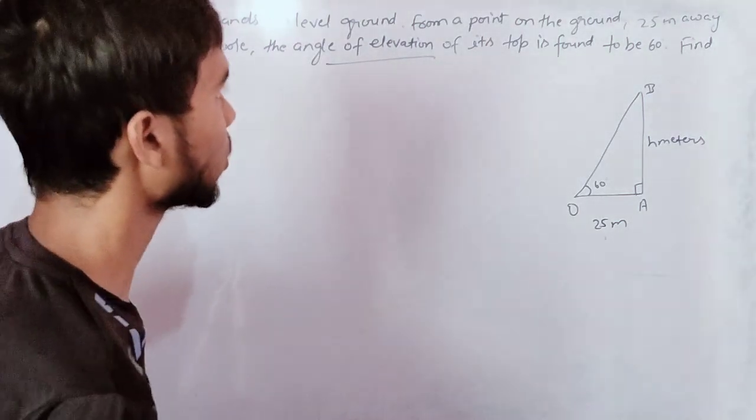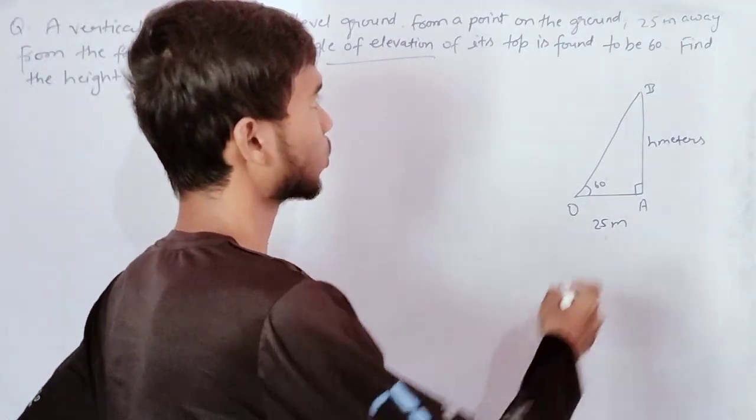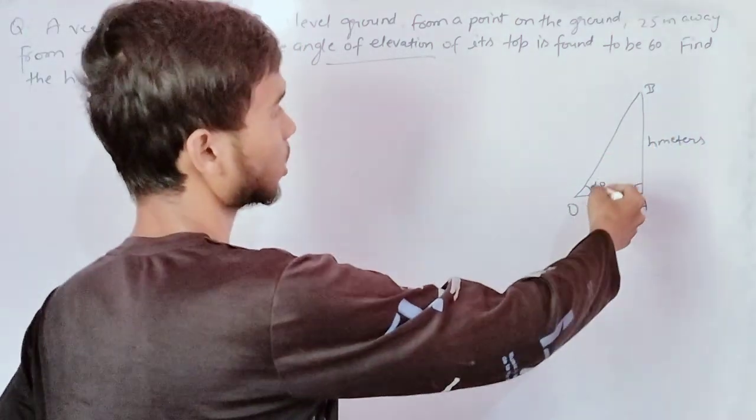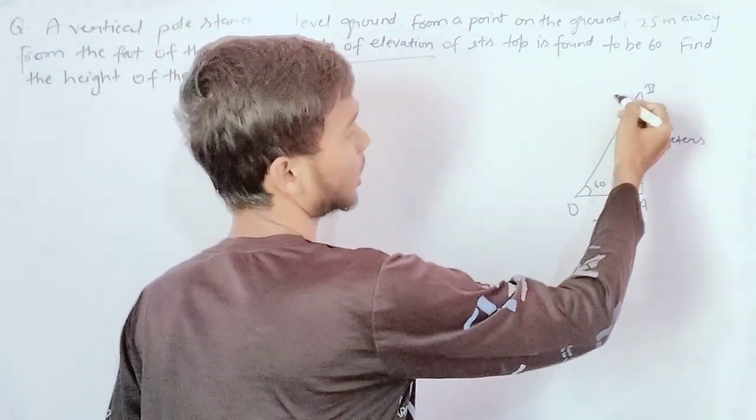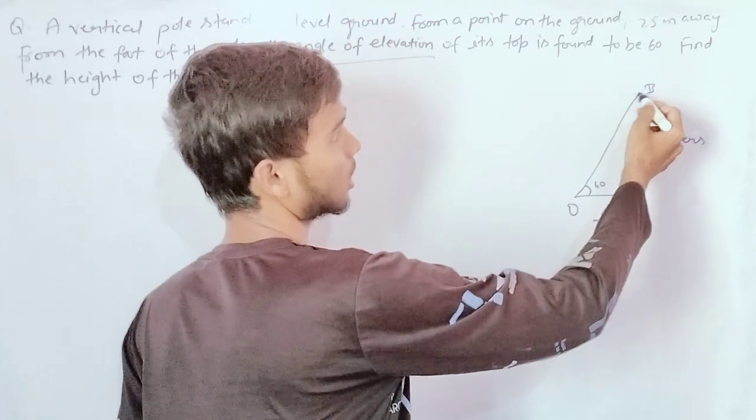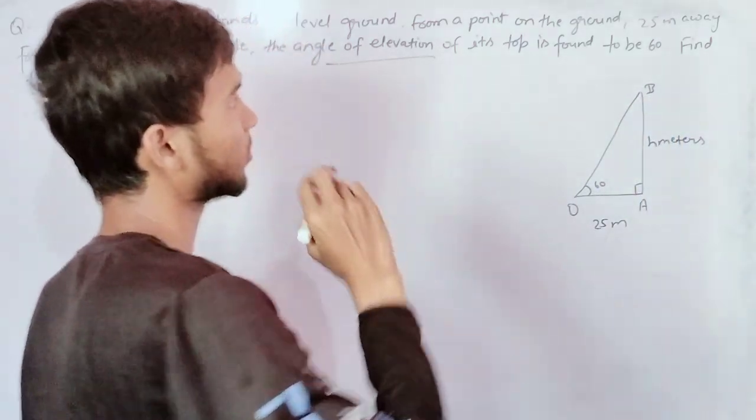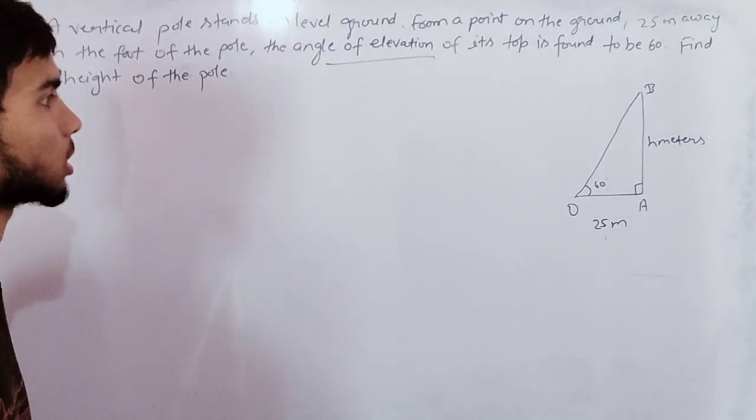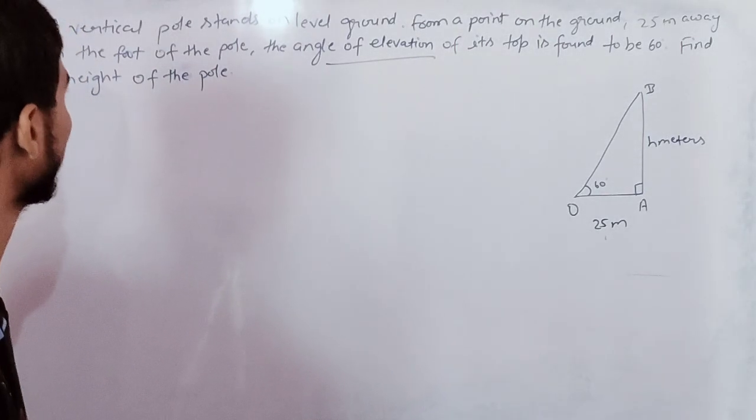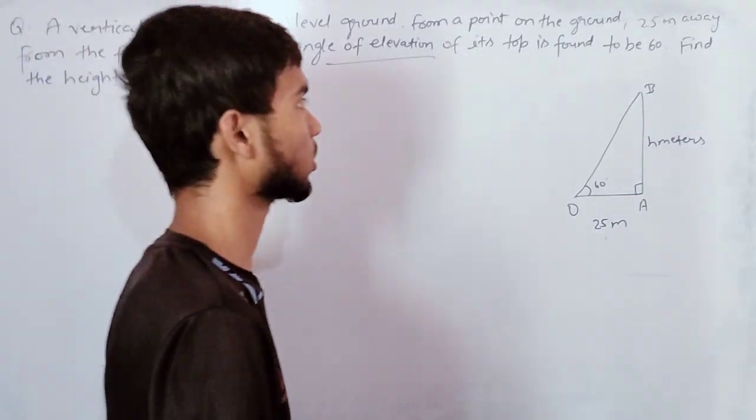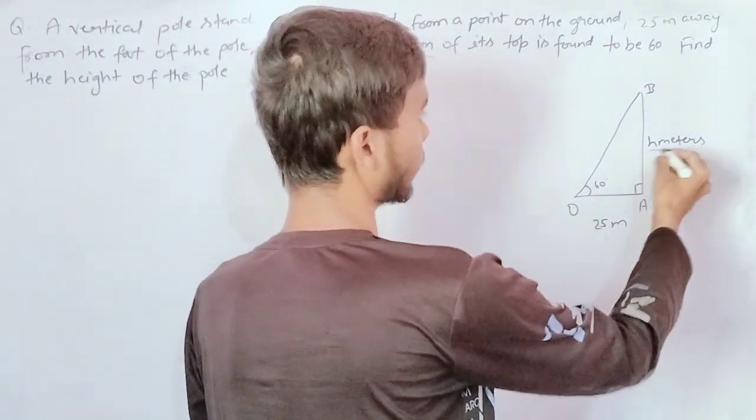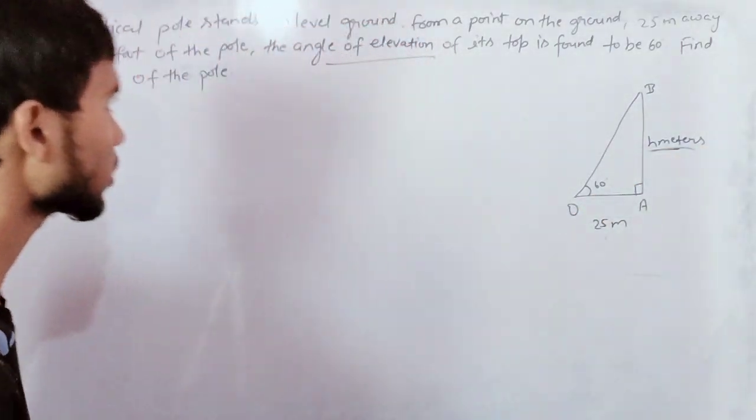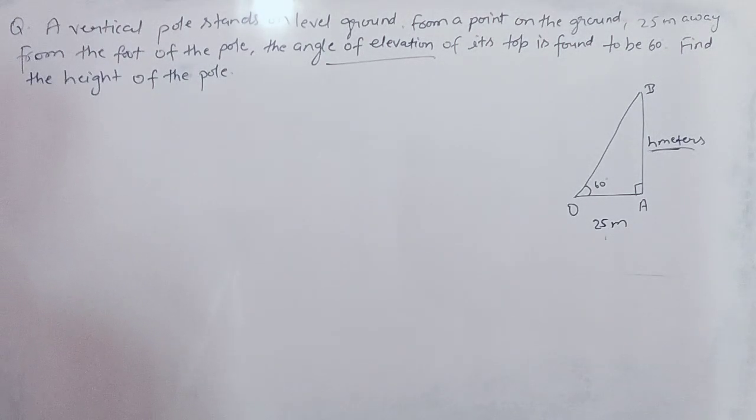So the angle of elevation of its top is found to be, here if we draw like that, the top is found to be 60 degrees. Find the height of the pole. We have to find this. It's the top.